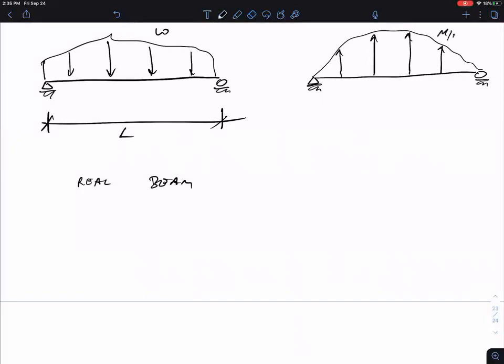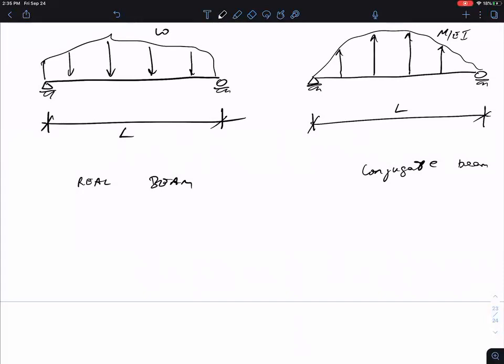The supports of the conjugate beam we'll talk about in a sec. So again, the conjugate beam has the same length as the real beam, and it's loaded with the M over EI diagram of the real beam. And we will talk about how we get the supports in the conjugate beam in a second.